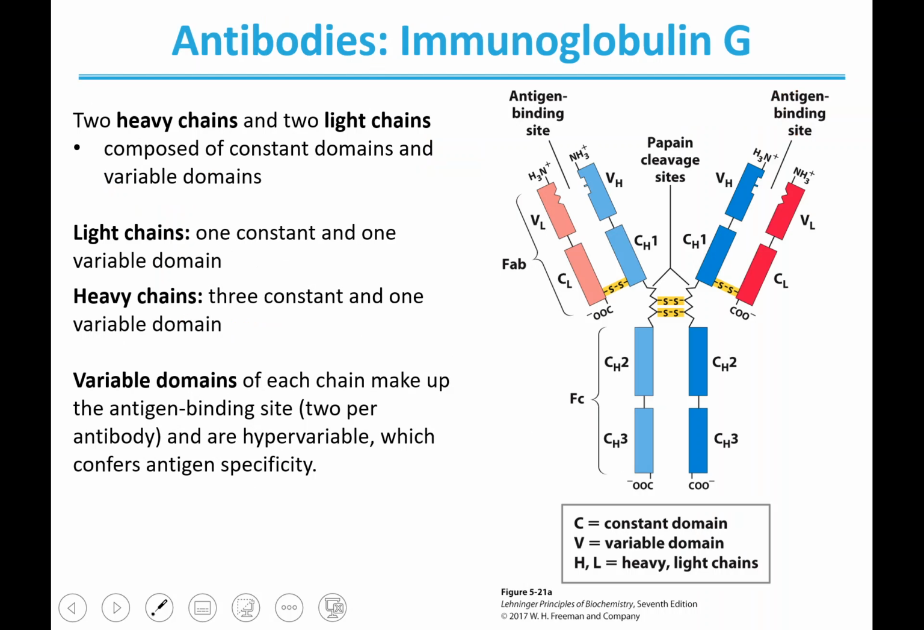So what do antibodies look like? In particular, we're talking about immunoglobulin G when we talk about antibodies in this class. The schematic of it is shown here, a cartoon schematic. It's comprised of two heavy chains, shown here in blue, and two light chains, shown here in different shades of red. Those are all linked together via disulfide bonds.